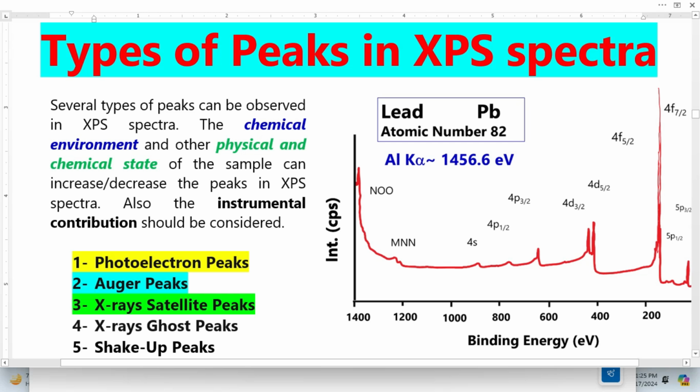As we know, in every standard XPS spectrum, there are photoelectron peaks and Auger peaks. These two peaks are very common. But there are also additional peaks such as X-ray satellite peaks, X-ray ghost peaks, and Kα peaks.